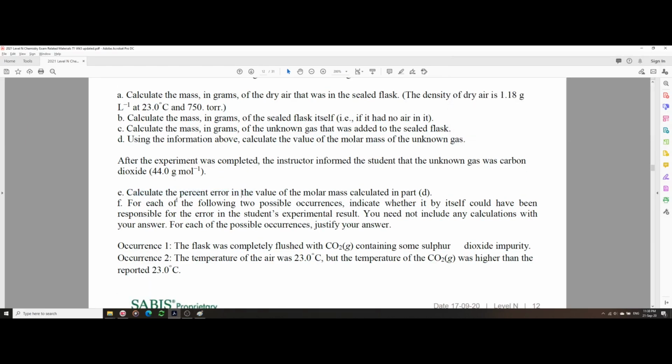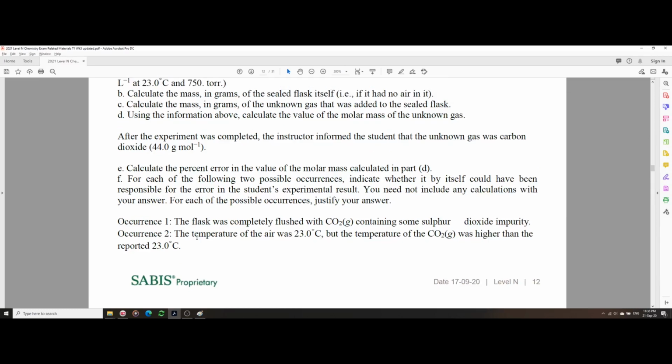F is saying, for each of the following two possible occurrences, indicate whether it could have been responsible for the error. You need not include any calculations in your answer. So the only thing you need to say is, is this possible or not, and why. So let's look at occurrence 1.